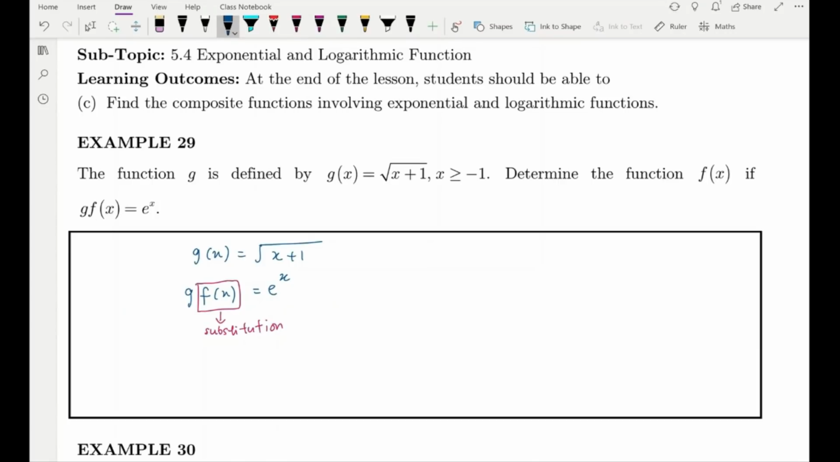So we just substitute f(x) into the g function. So we can get ln f(x) plus 1 equal to e to the power x. So now we can make f(x) the subject. So we can get f(x) plus 1 equal to e to the power 2x. And f(x) is e to the power 2x minus 1.